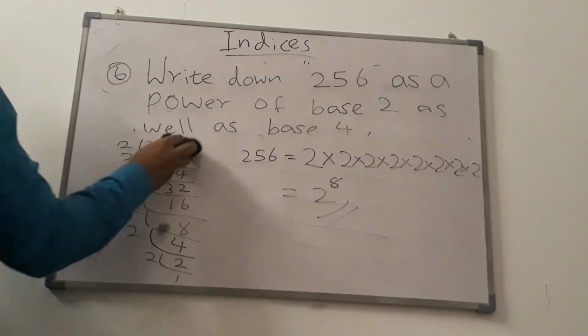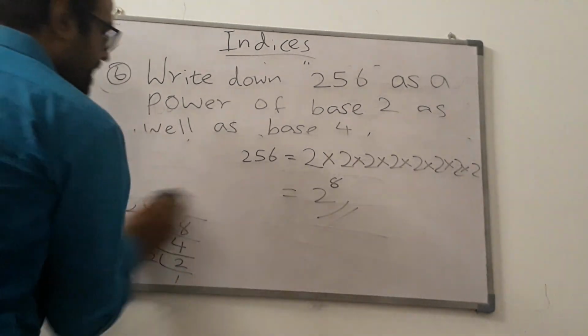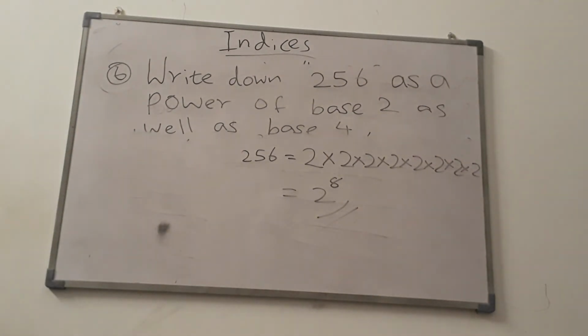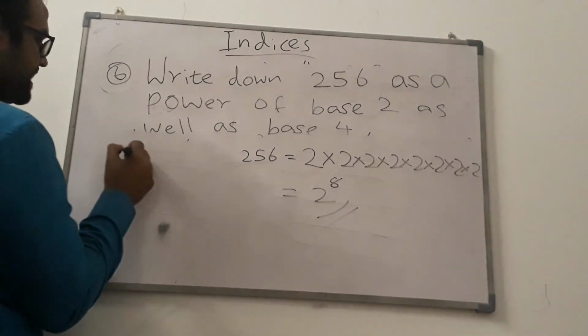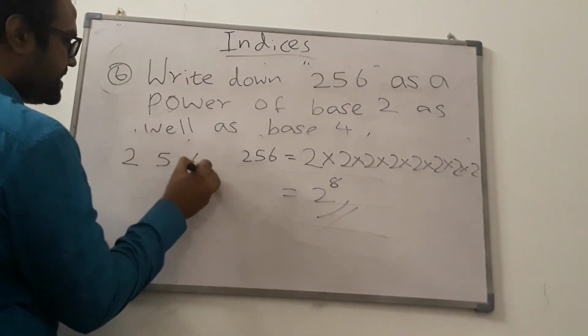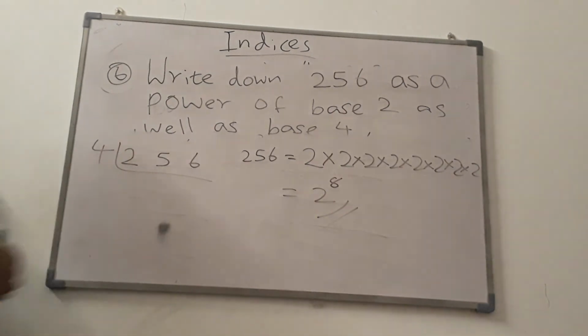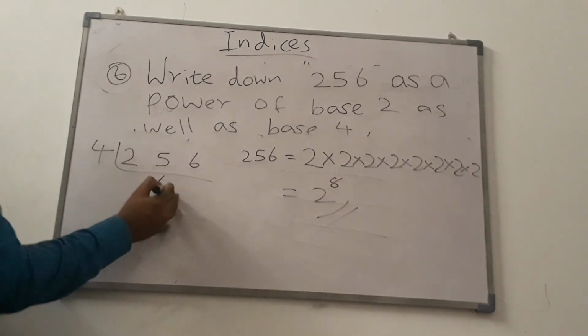Next is writing the same number as a power of 4. Factorization. 256 divided by 4. 4 times 6 is 24.